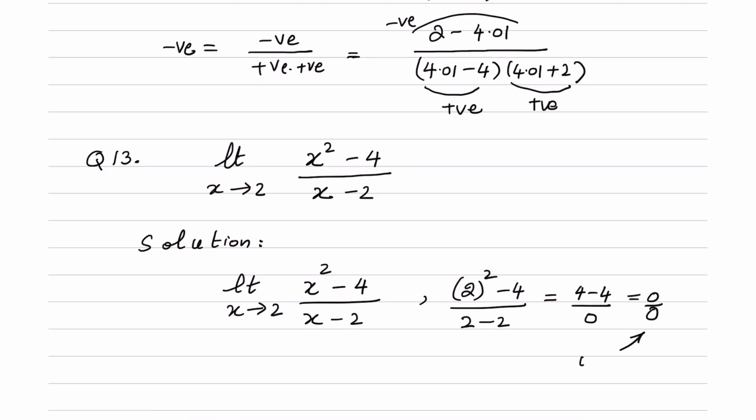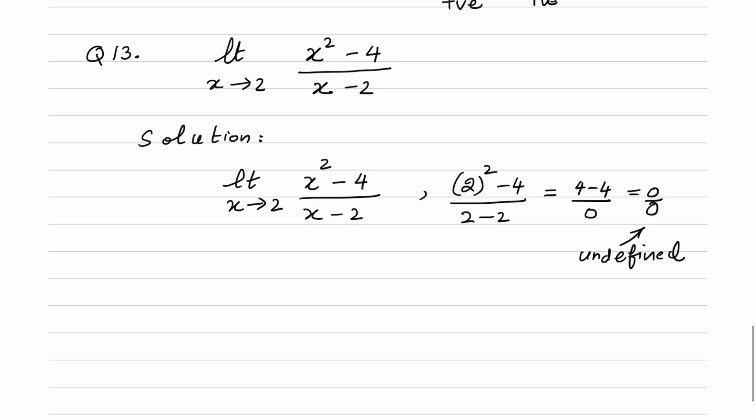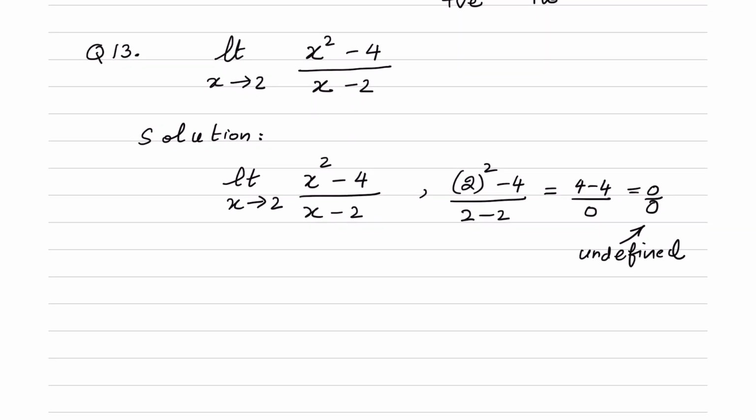Now 0 by 0 is undefined. Don't call it just 0. So whenever you get 0 by 0, your question is not done. What you have to do is go back to your question and rewrite it in a way that you can simplify it. For example, in this case, your function (x square minus 4) over (x minus 2) could be written as (x square minus 2 square) divided by (x minus 2).